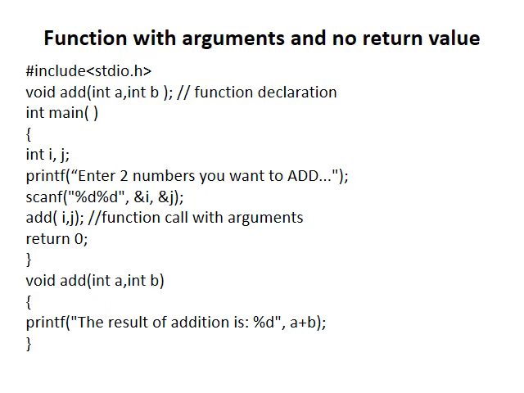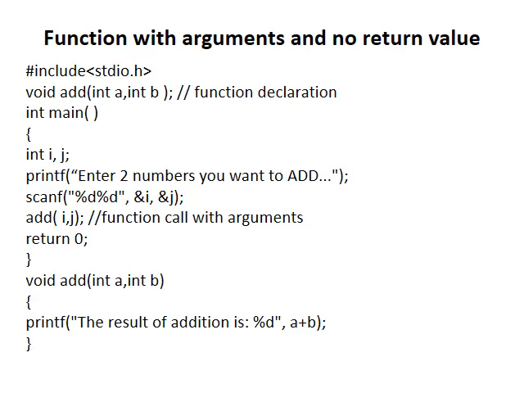Once this is executed, control will directly go to the function definition. So void add int a comma b. Whatever value is stored in i and j will be copied to a and b. So a and b are called formal parameters or formal arguments. i and j are called actual arguments or actual parameters.